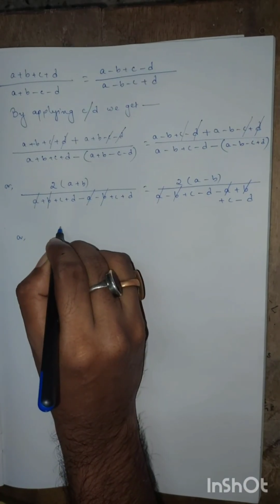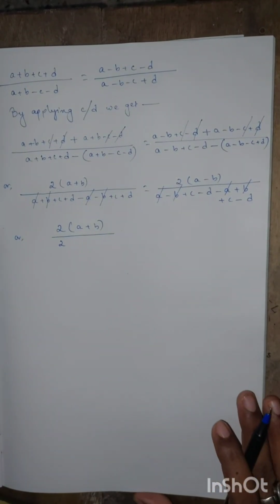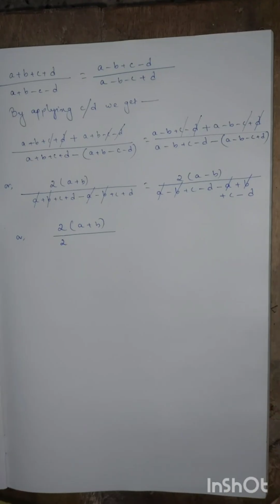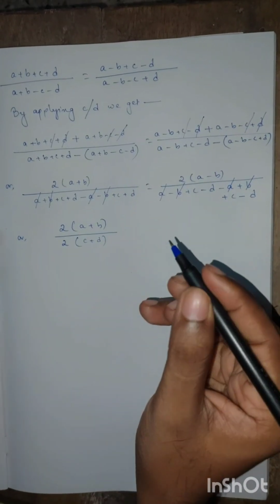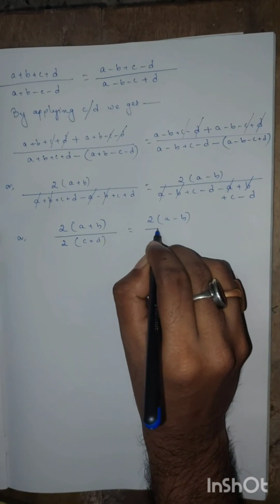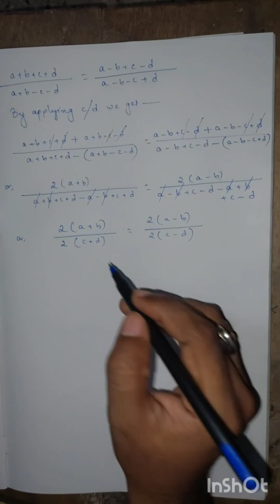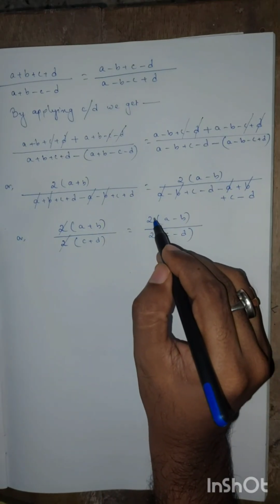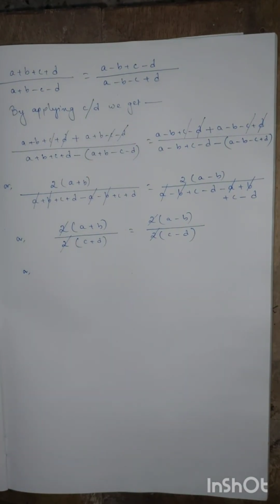Or 2 into a plus b by 2 into c plus d equal to 2 into a minus b by 2 into c minus d. So 2 can be cancelled. Similarly, in the right hand side, 2 and 2 can be cancelled. So we are left with this: a plus b by c plus d equal to a minus b by c minus d.